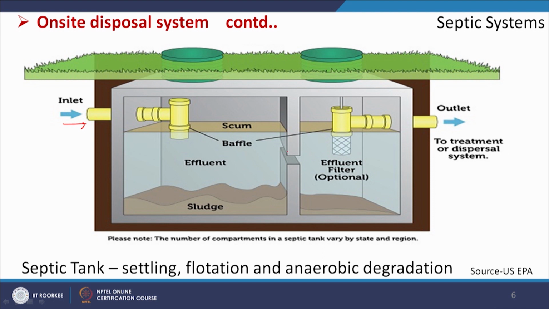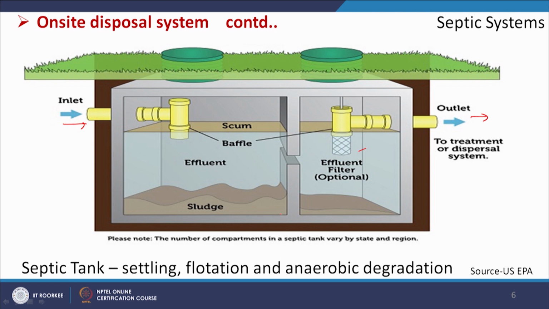So, there may be some solids, and it may come to the second chamber also. Then it will be settled, and then there may be some filter, an effluent filter, through which the water will pass. This water which is going out will either be sent to treatment if a sewer line is available, or we have to dispose of it in a proper way.